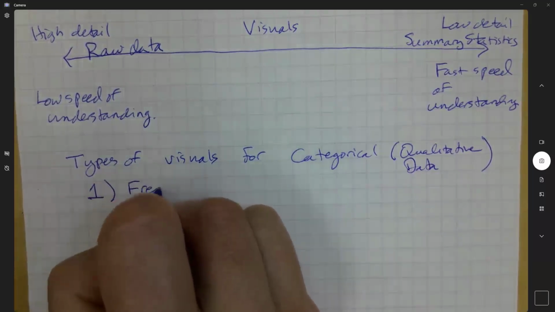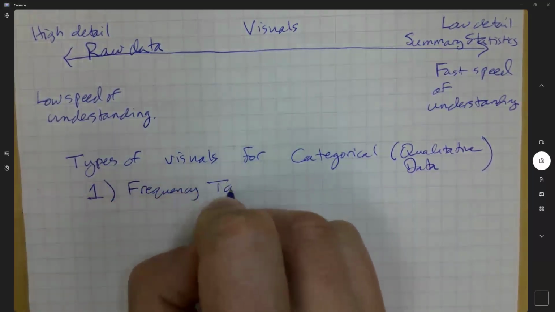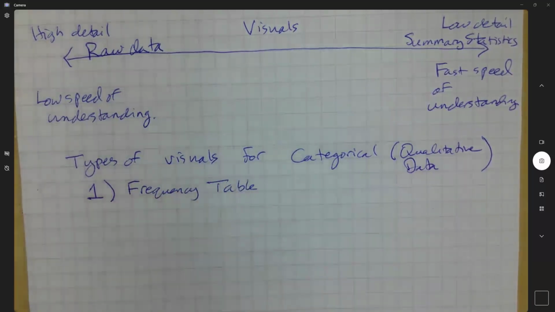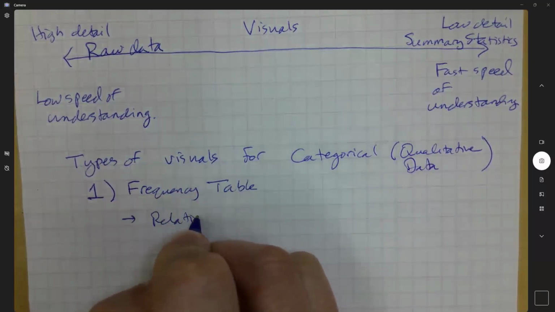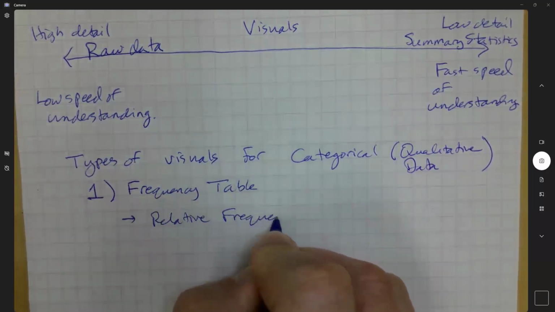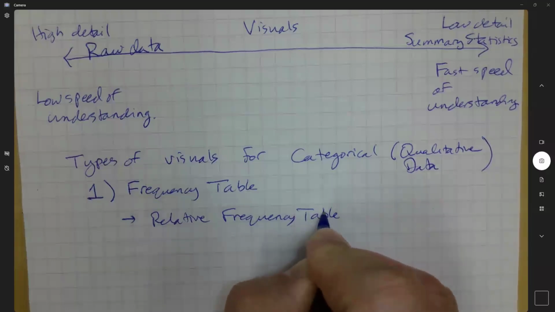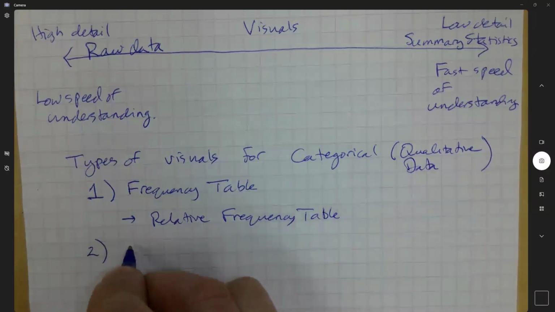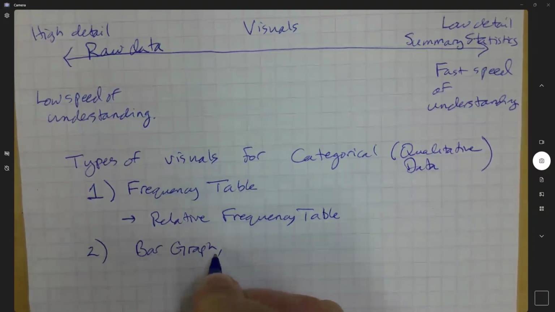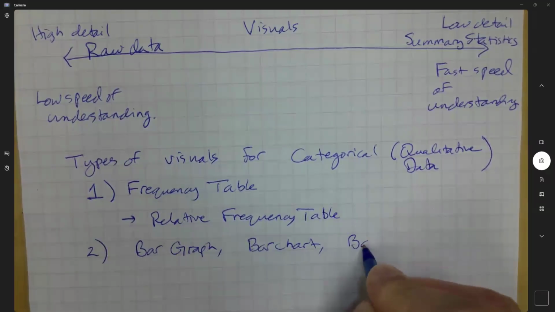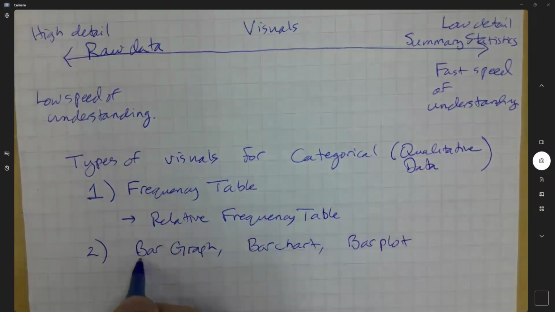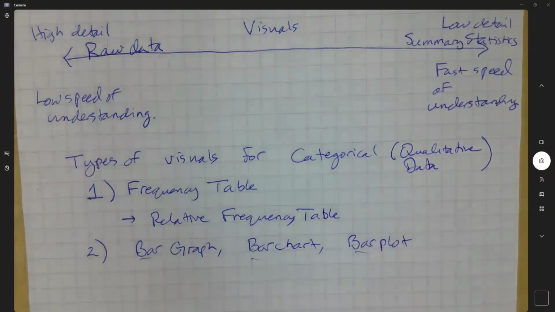One is a frequency table. And then underneath that, we can look at a relative frequency table. And then the other is a bar graph, also known sometimes as a bar chart or a bar plot. The operative word here is the bar, although some other people call them column graphs, column plots, and column charts.